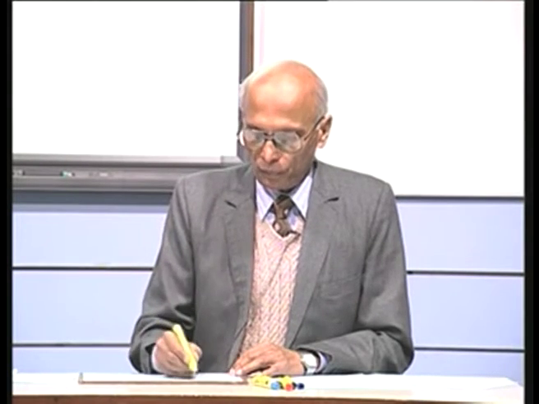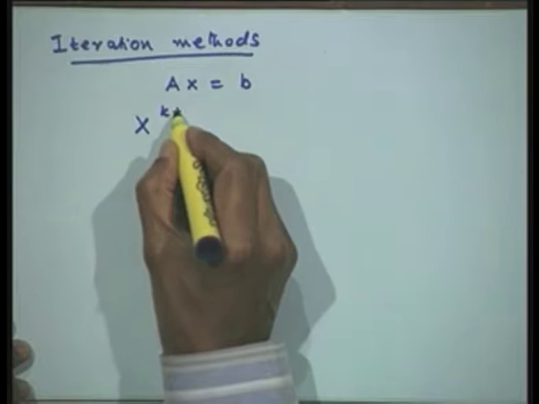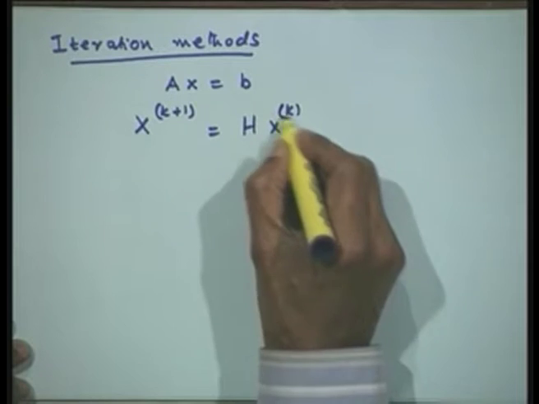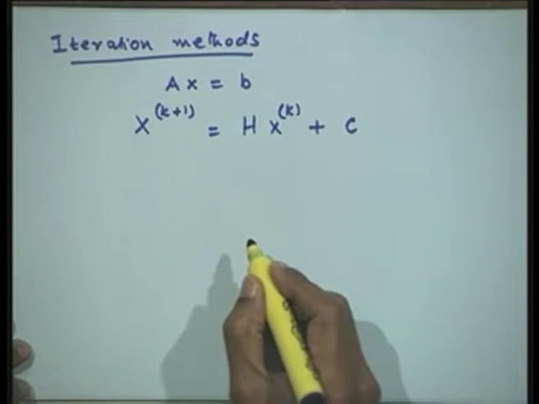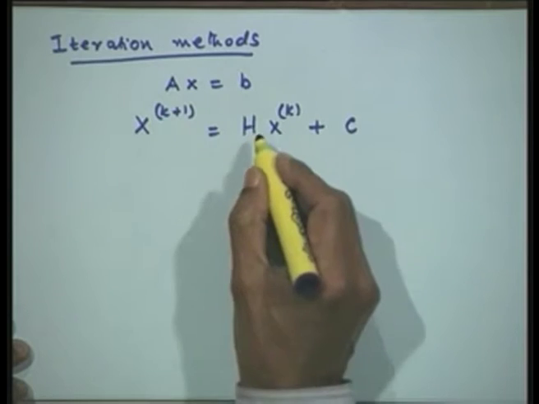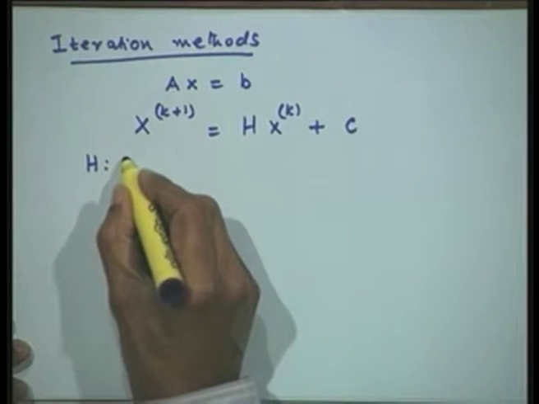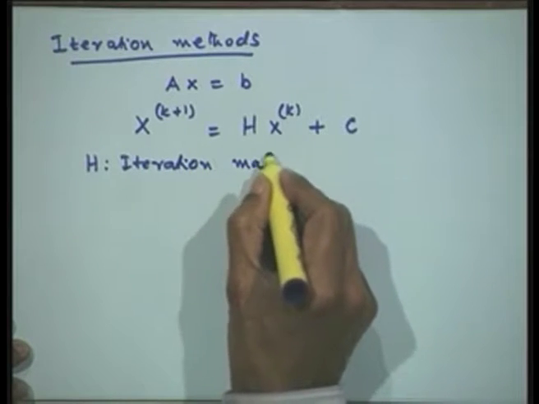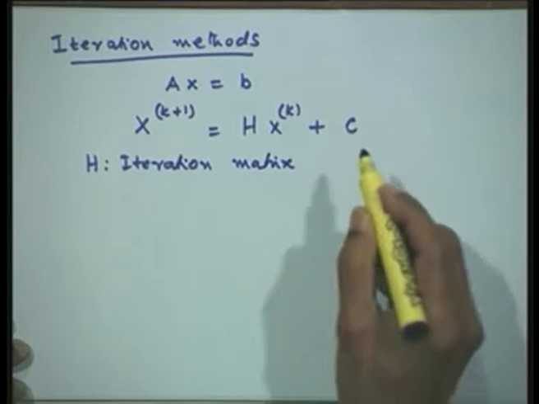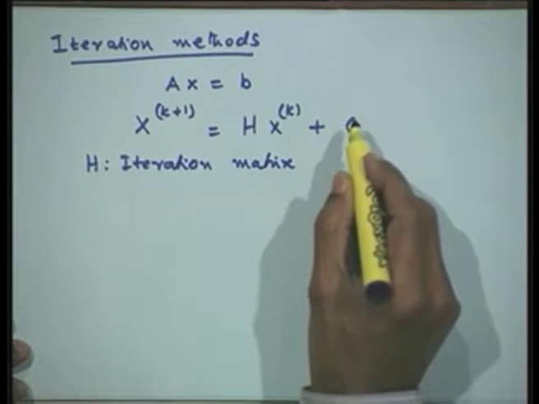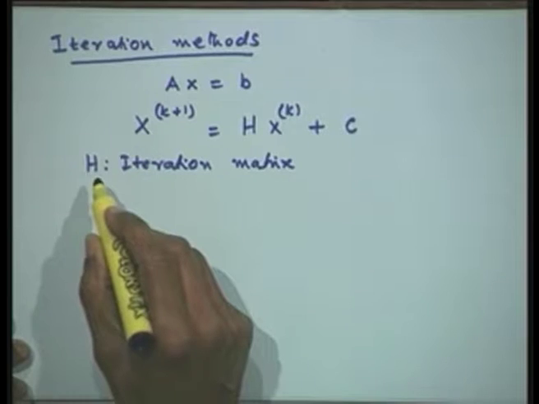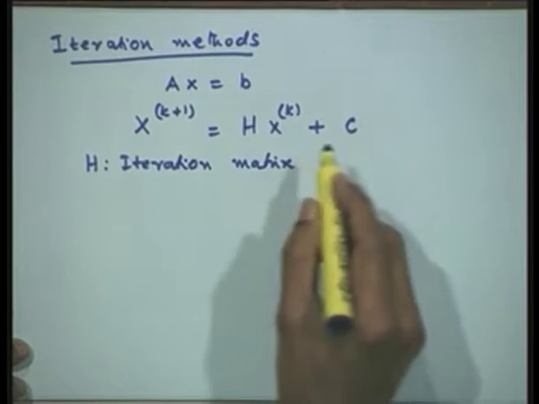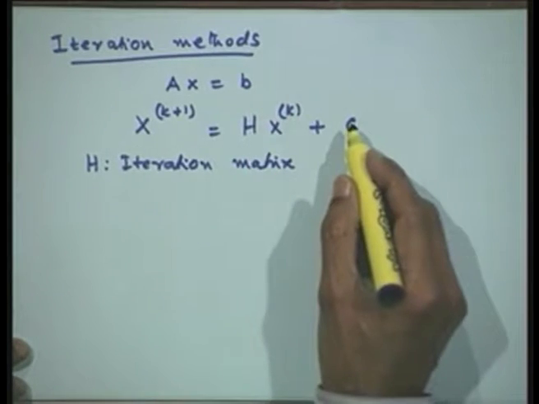and then iterates further and further. That means we would like to write down an iterative procedure of the form x_{k+1} = H x_k + c, where H contains the components of A, and we call this H the iteration matrix. The reason being, the convergence or divergence of the iteration method depends on the properties of this matrix, and hence it is called the iteration matrix. And we have also given C as the one in which the contribution of b is contained.